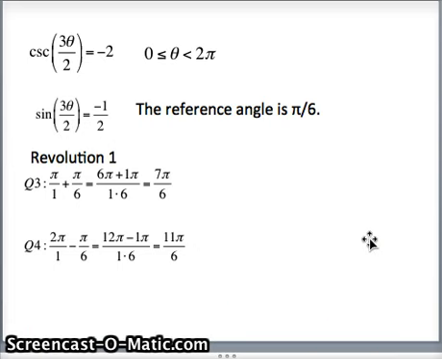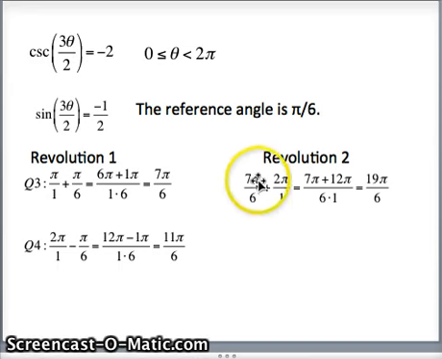So we have our revolution 1 values. Now to get our second revolution, we'll add 2 pi to 7 pi over 6. 7 pi over 6 plus 2 pi. 7 pi times 1 is 7 pi. 2 pi times 6 is 12 pi. 7 pi plus 12 pi upstairs, 6 times 1 downstairs. 19 pi over 6 is the quadrant 3 revolution 2 version.